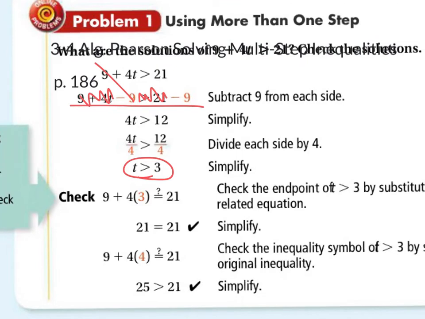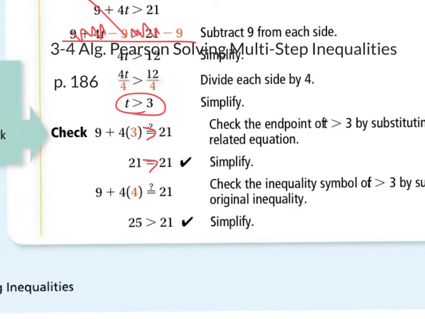Anything greater than 3 would work. They just checked the answer. They checked 3 to see if it worked out. Technically the symbol was actually greater than, so is 21 greater than 21? No, it's not greater than. So we know that the endpoint actually equaling 3 doesn't work. And then they tried 4. They worked it out. 25 is greater than 21. That works. So it looks like we have the correct solution here.